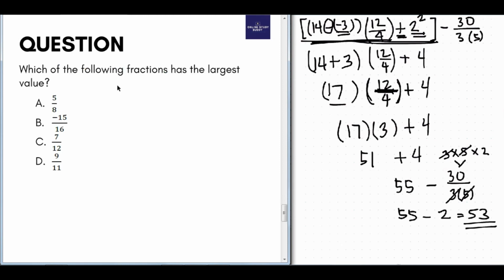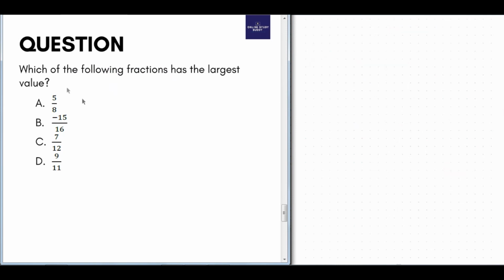Next. So, ito, comparing fractions tayo. So, ang unang tinitingnan dapat natin sa ganitong problems ay yung sign ng mga choices natin. So, in this case, alam naman natin na positive is greater than negative. So, hanapin natin yung mga negative numbers. Tapos, i-eliminate na natin sila sa choices. So, in this case, letter B is negative 15 over 16. So, tanggal na siya. Kung compare na lang natin is A, C, and D.